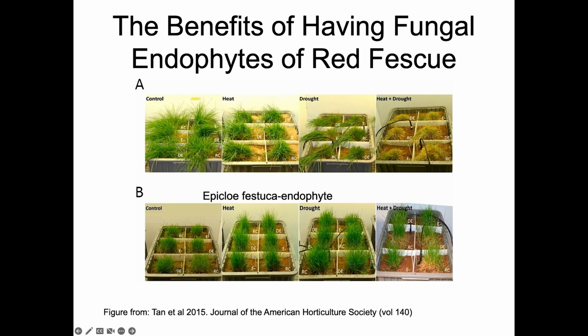Now, the last part, and I'm always amazed, this is some data that just came out. This was 2015. They did this study where they had fungal endophytes of red fescue. This is turf grass, but I thought it was important to show. So they had control. What they did is they subjected these plants to heat, drought, and heat plus drought. And this is what happened.